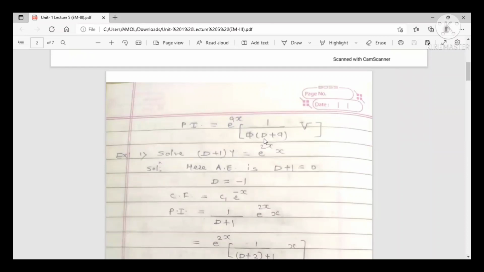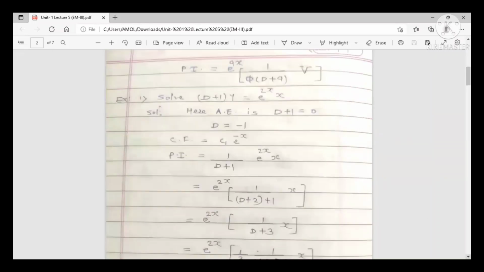Replace D in phi of D by D plus a. Then you simplify the term phi of D plus a, and after simplification, you solve for v. V is any function of x. After replacing D by D plus a, the work of the exponential function is over. So you write down this exponential function as it is, e raised to ax, and then you solve for v. Now you see the example.